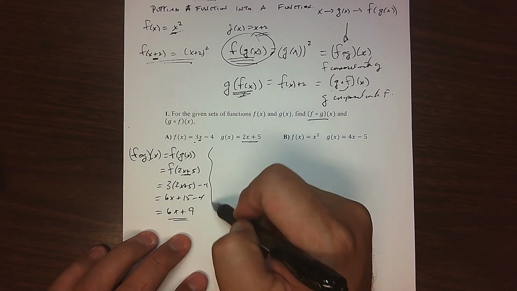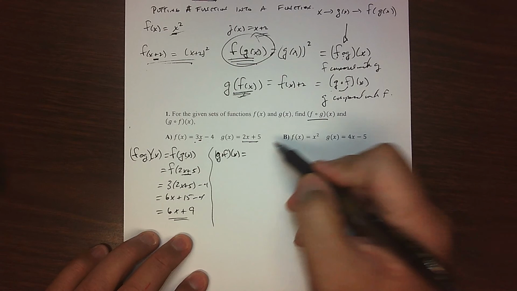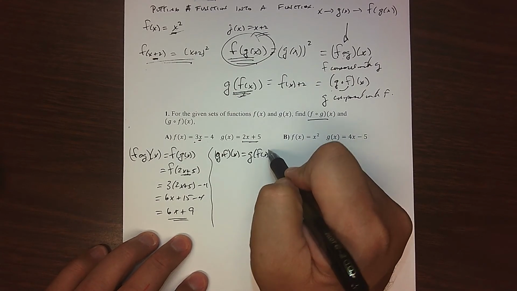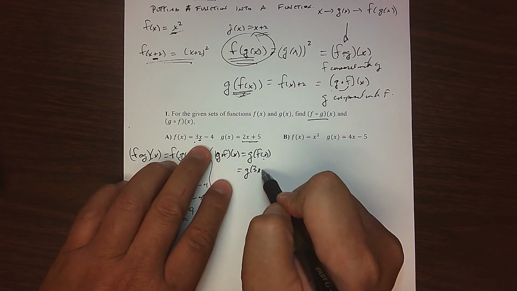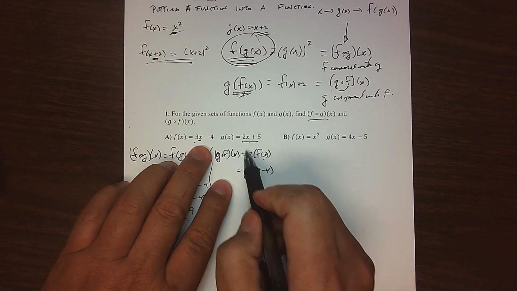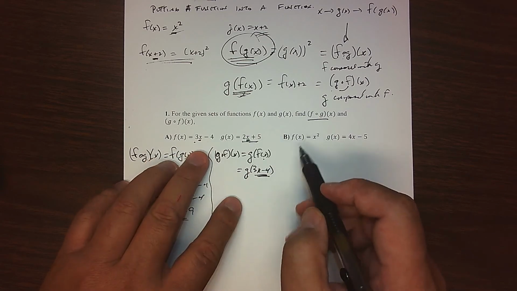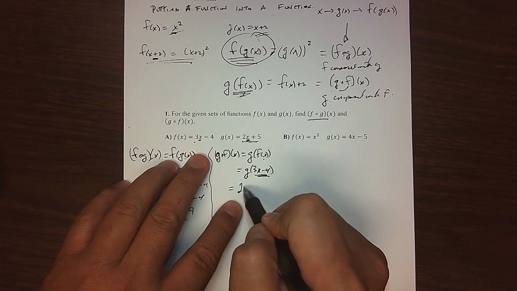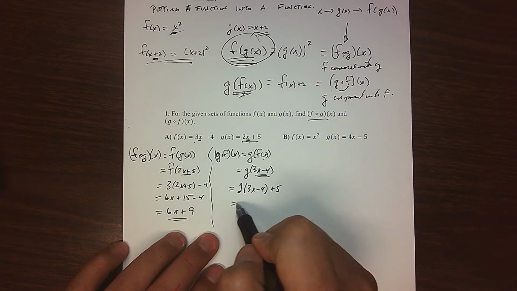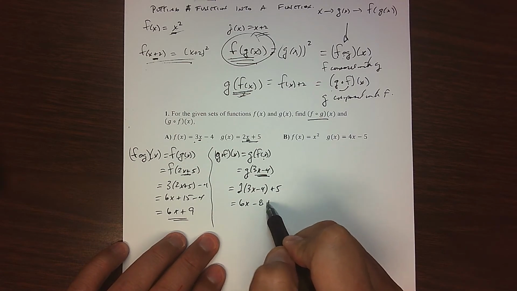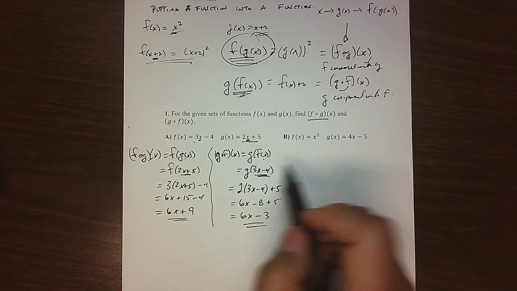What if I turn that around, right? What if I talked about g composed with f? Well, in practice, we're starting off with f of x and putting it inside of g. So this would be g of (3x minus 4). So as far as the g function is concerned, there's the input. I'm replacing that x with that whole function. So this becomes 2 times (3x minus 4), and then plus 5. And cleaning that up, we get 6x minus 8 plus 5. We get 6x minus 3.